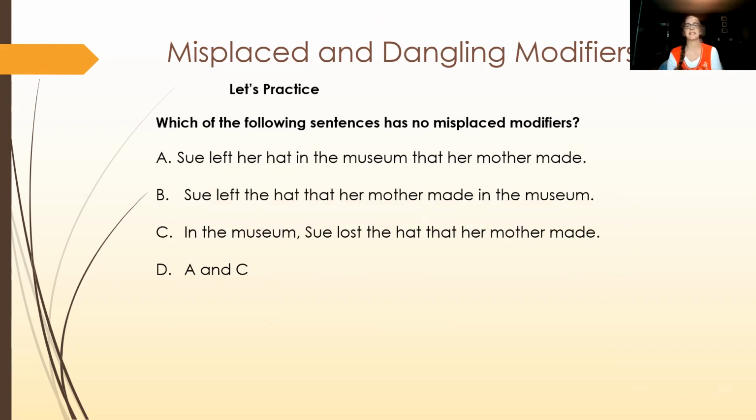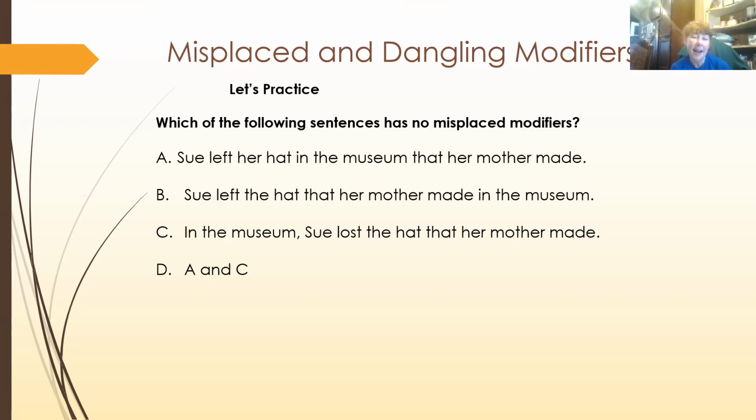Which of the following sentences has no misplaced modifiers? Sue left her hat in the museum that her mother made. Sue left the hat that her mother made in the museum. In the museum, Sue lost the hat that her mother made. So A has a misplaced modifier because I don't know which noun it goes to. So, left her hat. Did she leave her hat in the museum that her mother made, or did she leave her hat in the museum and the mother made her hat?